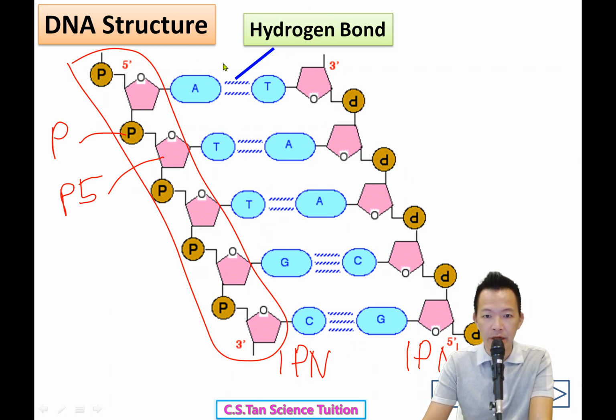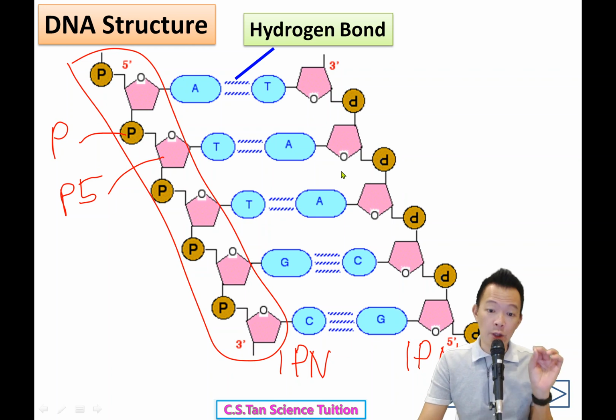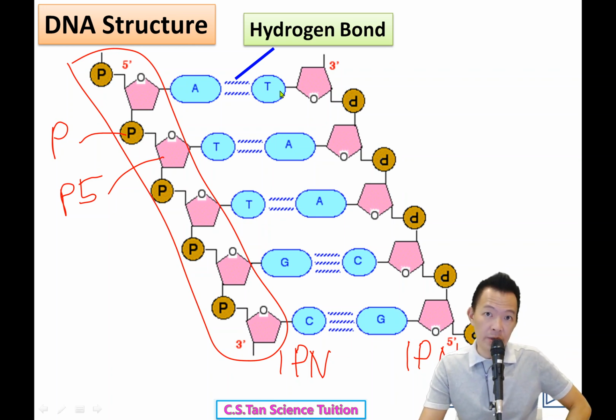So how do the 2 strands of polynucleotide join together? 这两条的 polynucleotide how do they join together? They will be joined together by hydrogen bond between the nitrogenous bases. Hydrogen bond between the 2 nitrogenous bases. And when they join together, A always joins together with the T. A 永远对着 T。C always joins together with the G. 有看到吗？AT double bond, CG triple bonds.